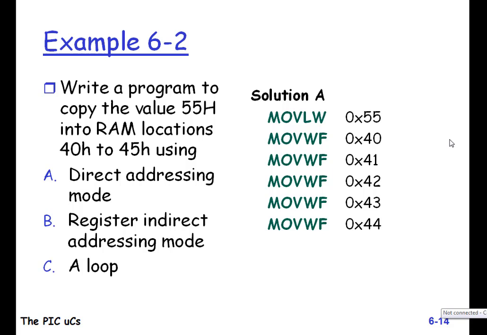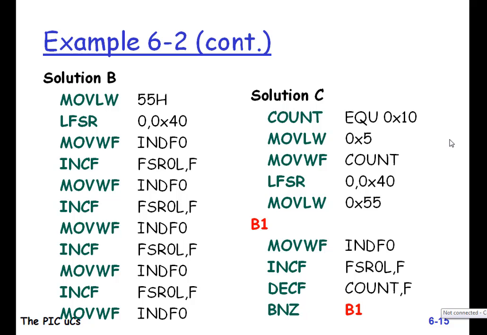There is another example in which the programmer is asked to write a program to copy the value 55H into RAM locations 40H to 45H. This is done using direct addressing mode, register indirect addressing mode, and a loop. So there are three tasks. The first is direct addressing mode, with the solution given on the right side. The second is register indirect addressing mode, with the solution on the left side. The third uses a loop, and the looping sequence is performed.